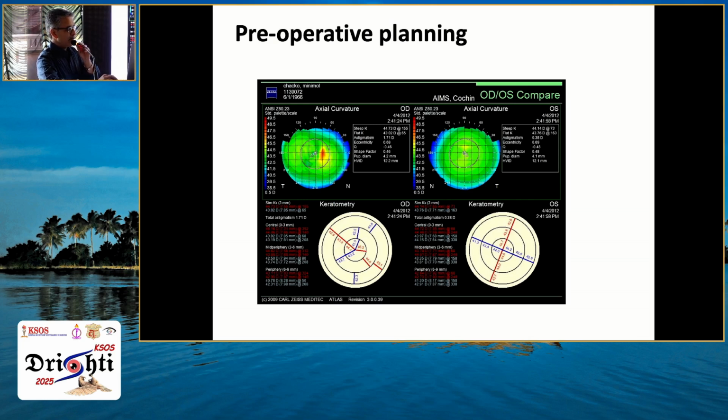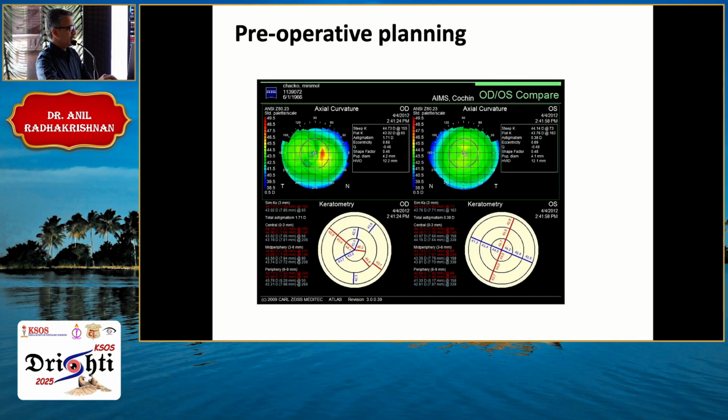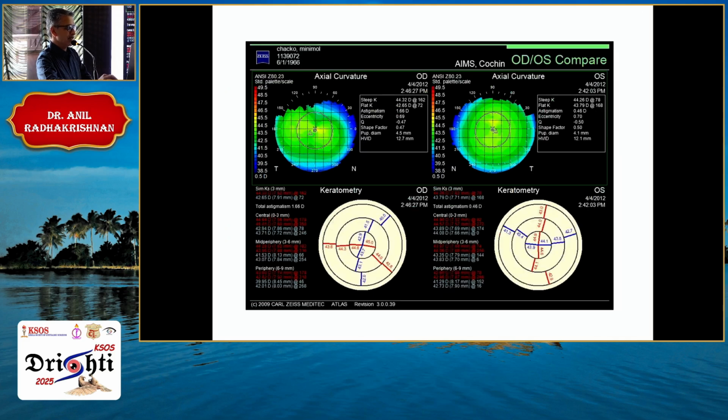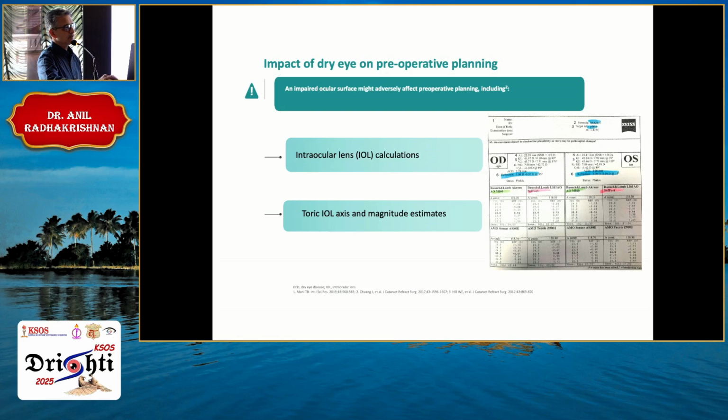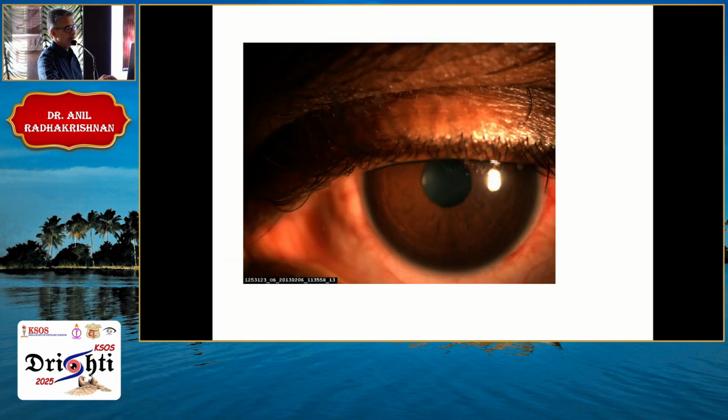So preoperative planning, we should look at the K values. If the keratometry is showing some random spot like this, it is likely that the patient has got a dry eye. This patient, after putting an artificial tear, the K values are normal. So what is the impact of dry eye on the preoperative planning? Obviously, the cataract surgery calculations, K values can go wrong. Even your toric axis can be wrong.